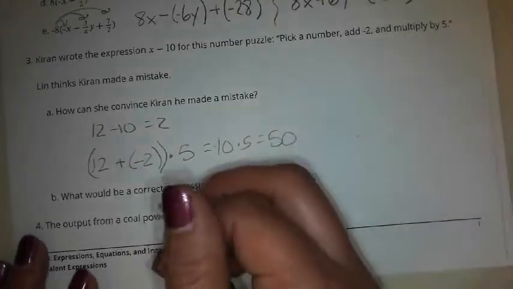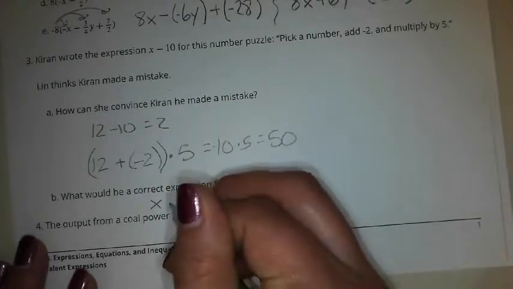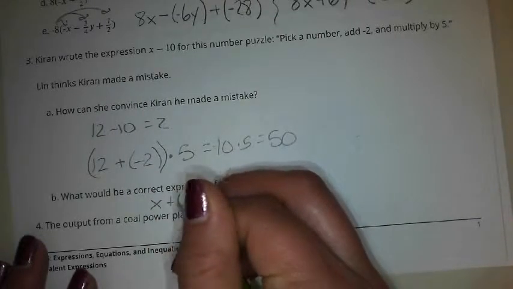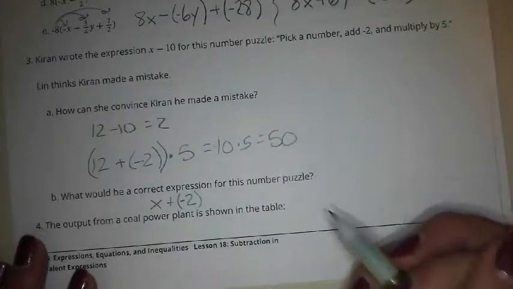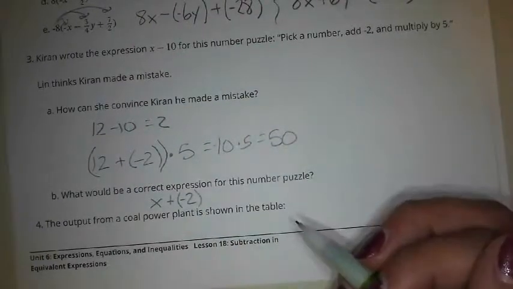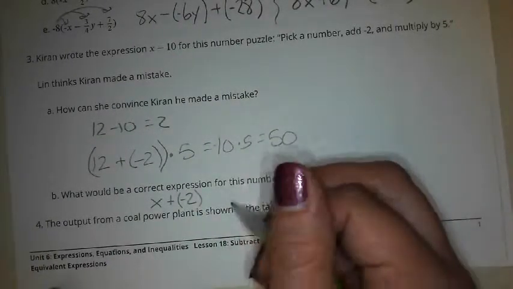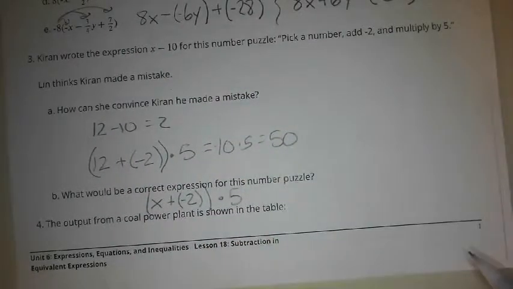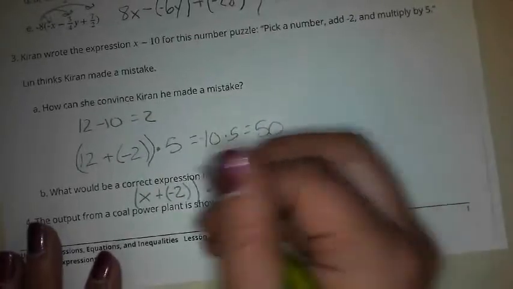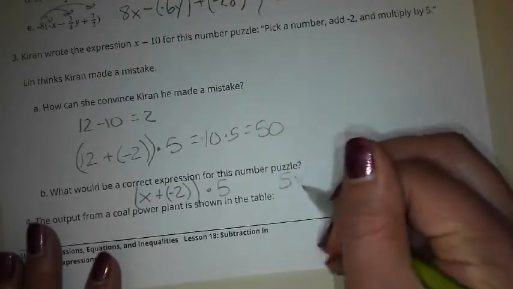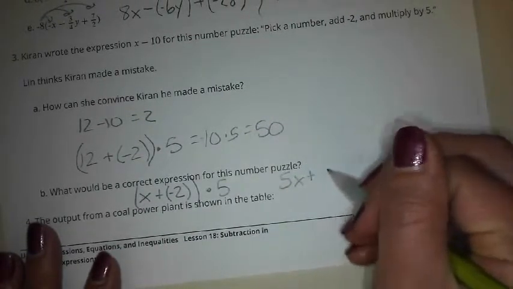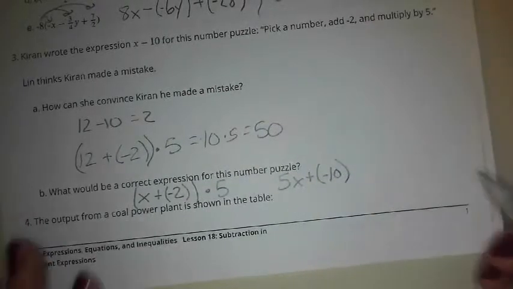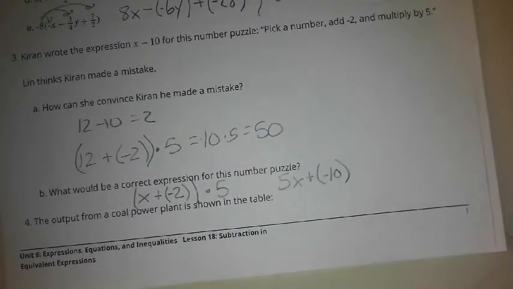What would be the correct expression for this number puzzle? So the correct expression would be that number x plus -2, and then we're multiplying that by 5. I could even use the distributive property and have 5x plus a -10, which would be the same thing.